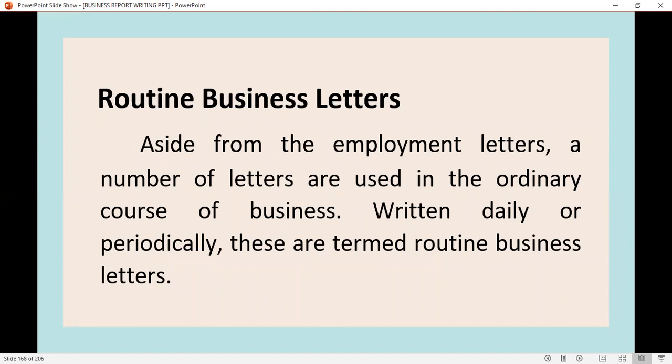Another group is the routine business letters. Aside from the employment letters, a number of letters are used in the ordinary course of business, written daily or periodically. These are termed routine business letters. When we say routine, ibig sabihin, you are doing it habitually.